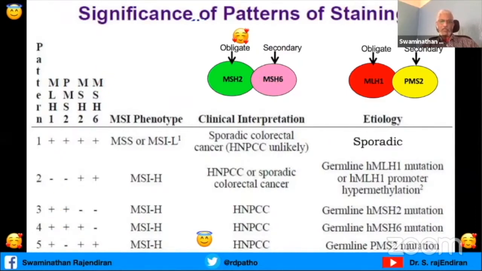This is what this table is saying. For example, MSH2 and MSH6, when all 4 are present, it is sporadic. When MSH2 and MSH6 both are negative, it is again MSI-high. It is germline mutation of MSH2. And there can be loss of only MSH6, and here there is germline mutation of the MSH6 gene. So there are 4 possibilities. To call it Lynch syndrome, all the 4 should be lost. You have to keep it in mind.